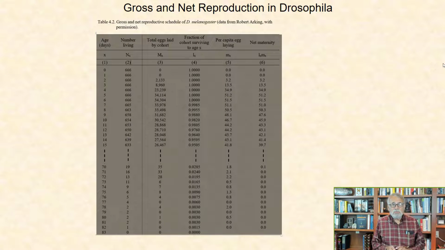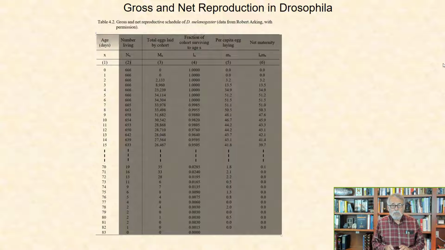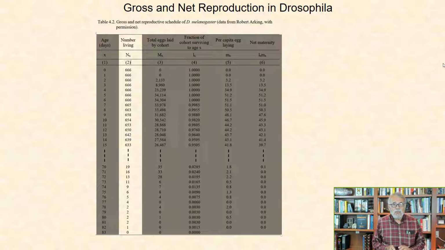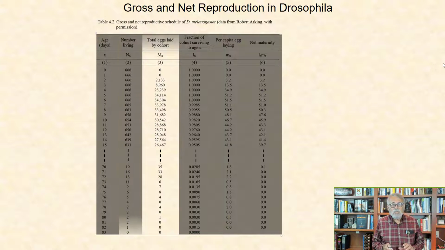We look at each of the 6 columns. The first column, column 1, contains age X in days from 0 to 83 for this particular experiment. Column 2 contains the number of individuals alive. This would be the number of living starting with 666 and ending with 0, 83 days later. Column 3 contains the total number of eggs counted for all alive flies, starting with the pre-reproductive period of 2 days and ending with the post-reproduction for 2 very old flies.